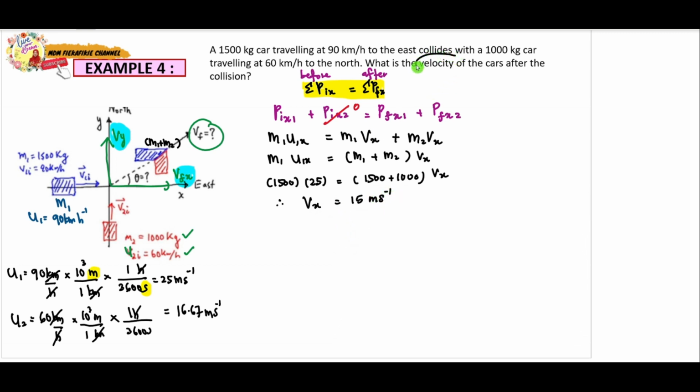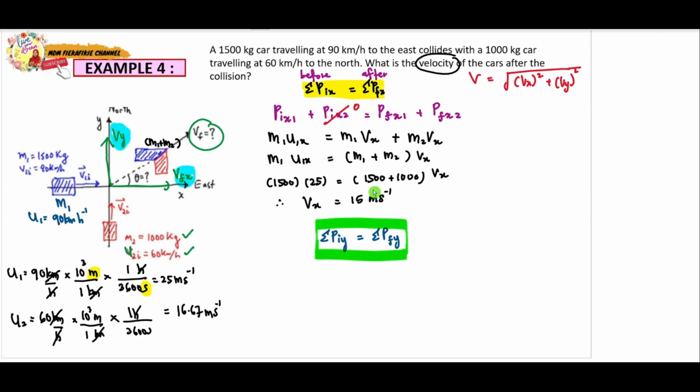Kita nak cari V. Ingat ya, nak cari V. So, velocity after collision. So, V kita nak cari, kita mesti kena ada Vx squared. Kita dah ada Vx plus Vy squared. So, sekarang kita nak cari Vy pula. Okay. So, now Vy, so total momentum initial in Y component equal to total momentum final in Y component. Okay. So, ini adalah momentum in Y component. Kita asingkan.